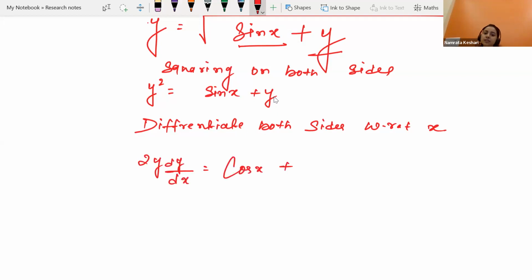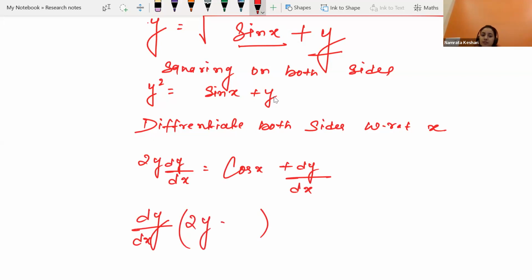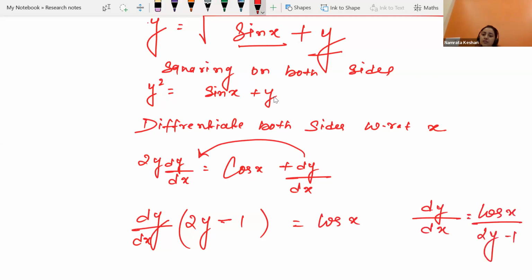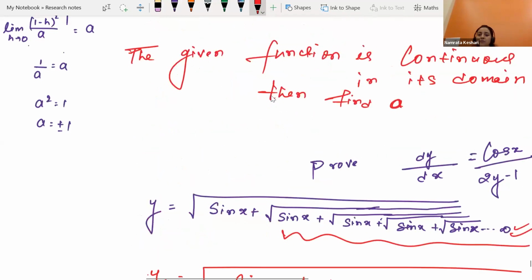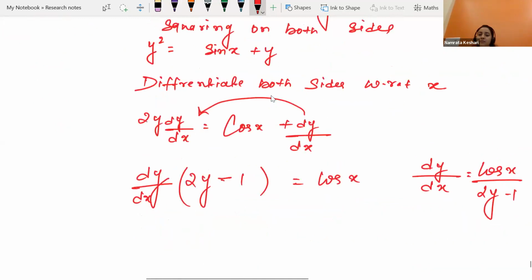Let's collect dy by dx. If we take out common dy by dx, what will we be left with? 2y minus 1 into dy by dx. If we take the 1 to this side, it will be 2y minus 1, yes? Equals cos x. That means dy over dx is equals to cos x by 2y minus 1. Right, Annapurna? And that's what we wanted to show. Yes. It's simple, right? Yes.